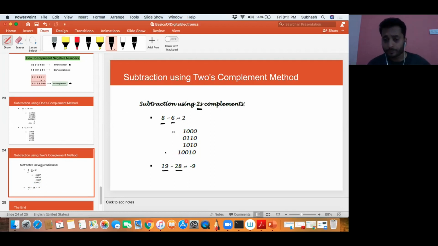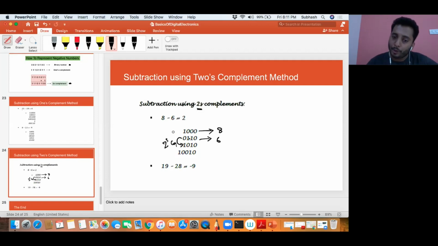Now, if I want to subtract a smaller number from a bigger number using the twos complement method, then first, keep the first number as it is in binary, and keep the second number as it is in binary. Find the twos complement of the second number, and you get the third number. Add the first number and the third number, and you will get the result. Discard the carry, and that will be your result.